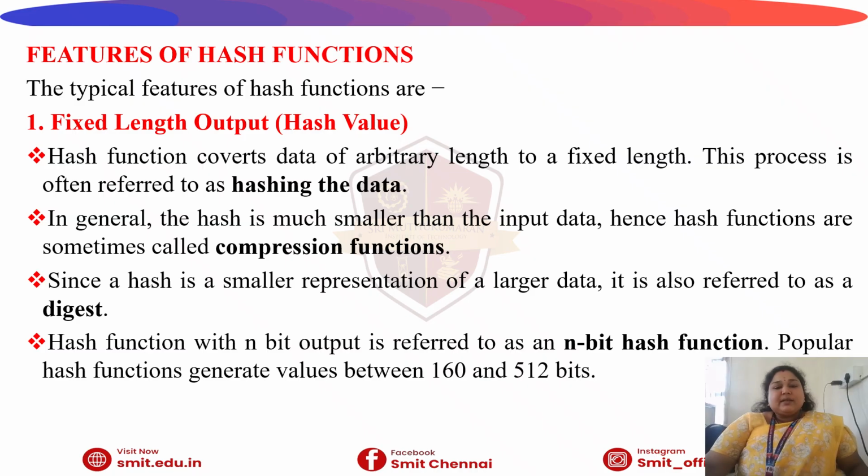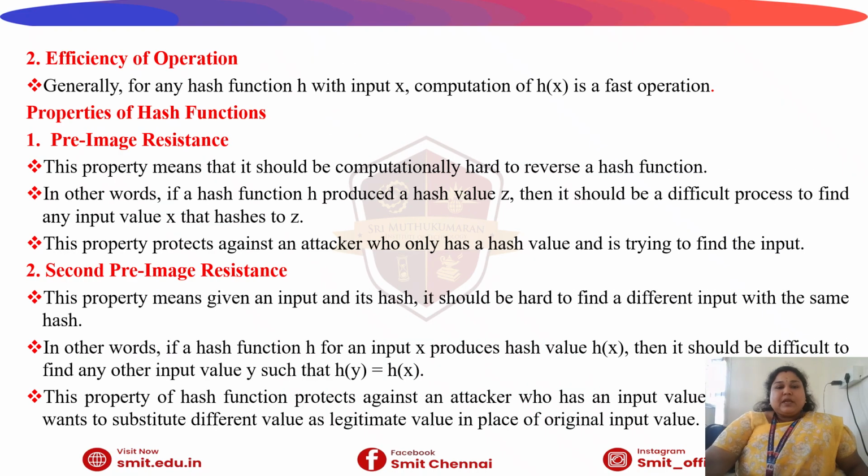Next, the hash is much smaller than the input data. Hence hash functions are sometimes called compression functions. Since a hash is the smallest representation of large data, it is also called a digest. A hash function with n bits of output is referred to as an n-bit hash function. Popular hash functions generate values between 160 and 512 bits. Another feature is efficiency of operations.